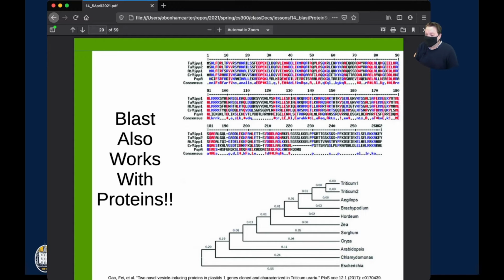And again, just as we saw before, we can create trees and other kinds of evolutionary study mechanisms to determine how one protein is related to another. And so that's really what we're talking about today. How is one protein related to another protein? And I think you'll find that this is quite exciting.